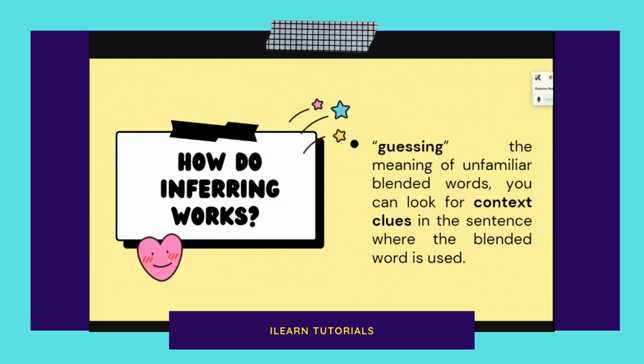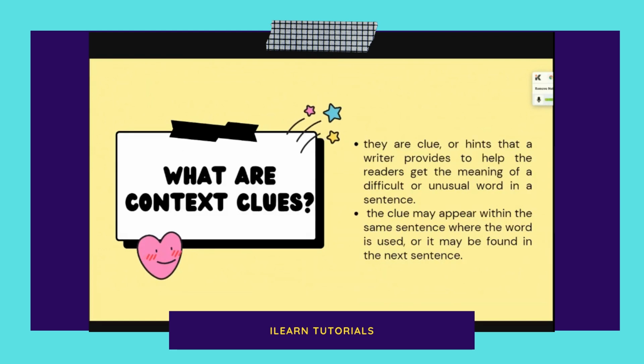But before that, let's first define what a context clue is. When we say context clue, these are clues or hints that a writer provides to help the readers get the meaning of a difficult or unusual word in a sentence. It may appear within the same sentence where the word is used, for example a blended word, or it may be found in the next sentence.